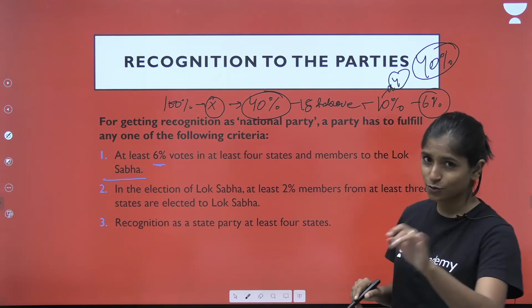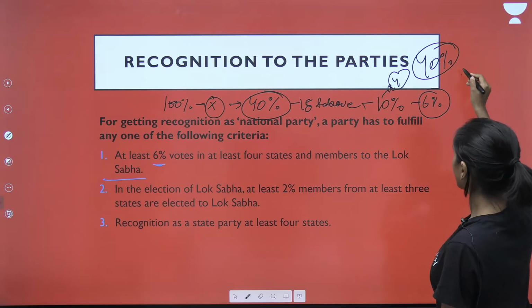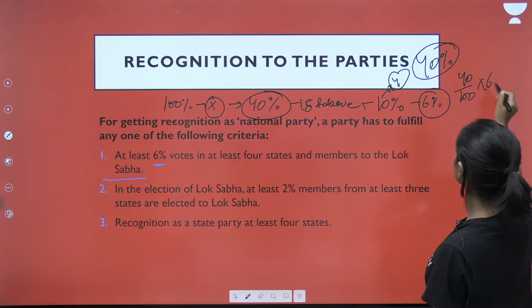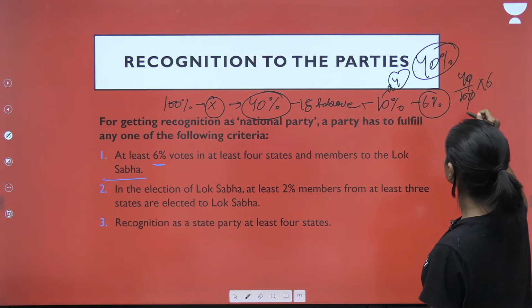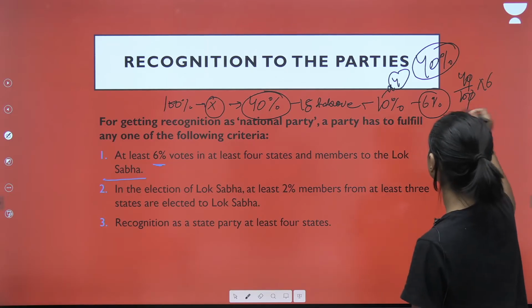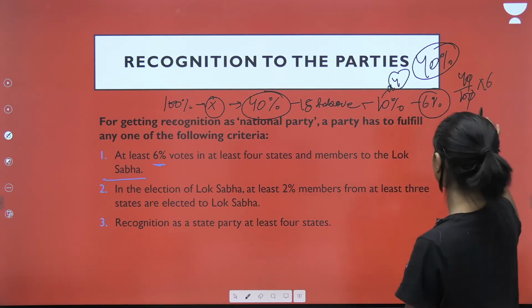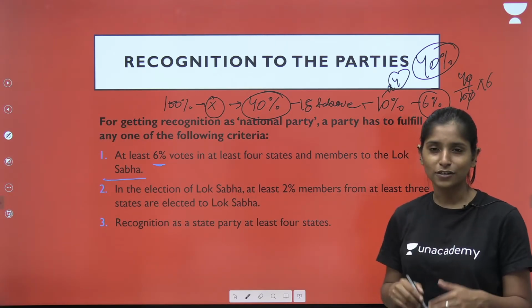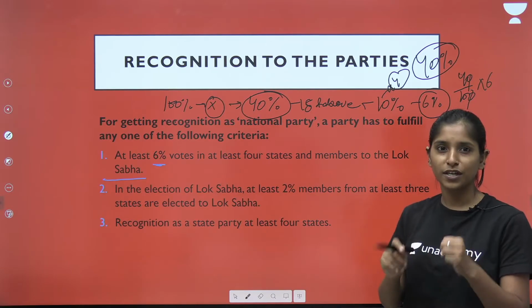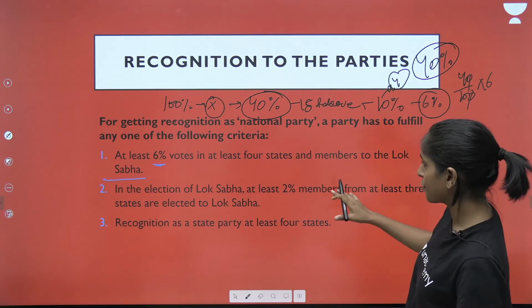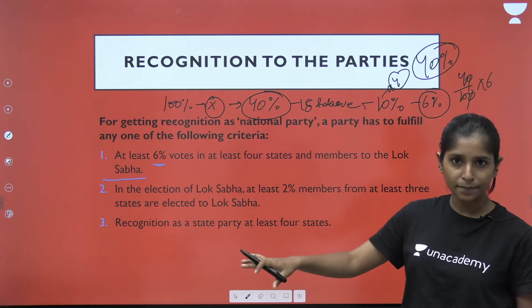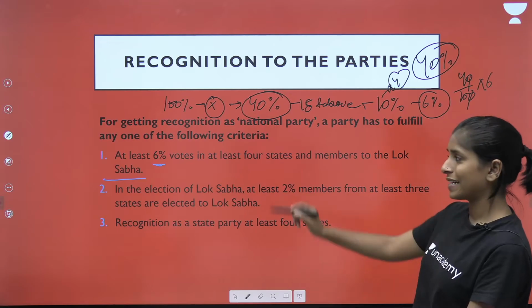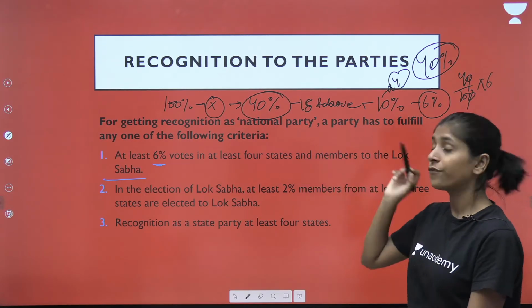I'm really bad at maths, so you guys can actually calculate it. So this is going to be the formula, right? 24 by, and this is how it's going to be happening. You can actually do that. So 24 divided by 10. You can actually try to do that. So at least कम से कम उतने वोट लोगों को चाहिए होंगे, उतनी सीट्स चाहिए होंगी 4 स्टेट में कम से कम to become a member of Lok Sabha and to become a national party. So they at least need 6% vote in at least 4 states.